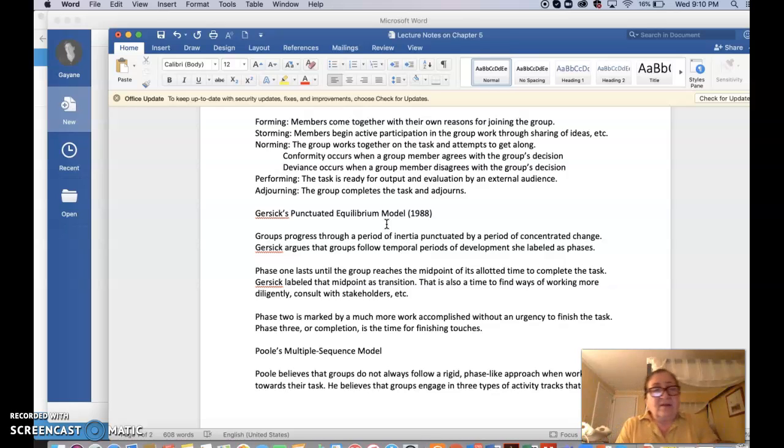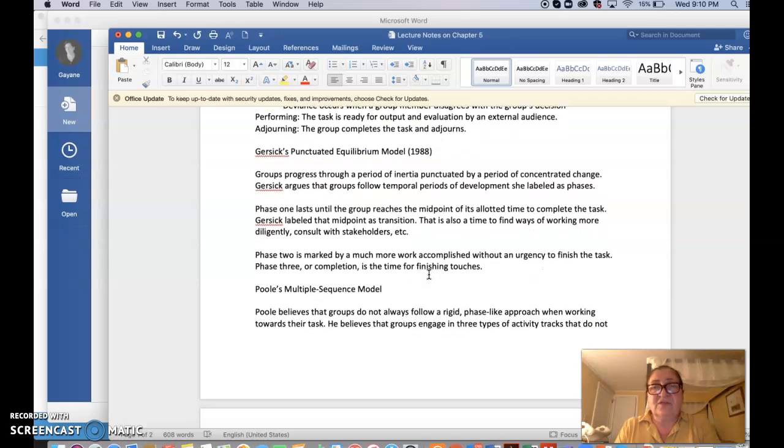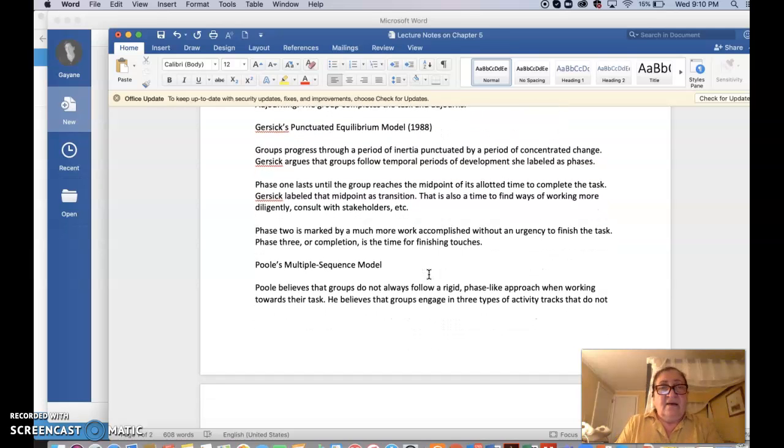The next model is Gersick's punctuated equilibrium model. This was introduced in 1988. Groups progress through a period of inertia punctuated by a period of concentrated change, as Gersick observed. So she's saying that the group's work is not equally distributed over a period of time, but there is procrastination, then a lot of work, to put it in rough terms.